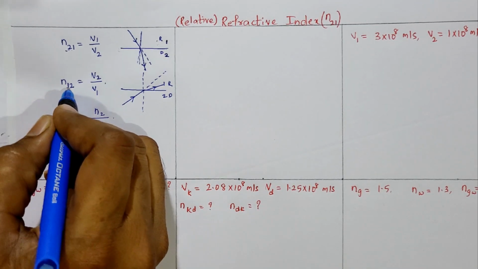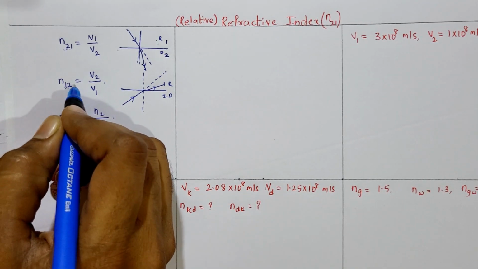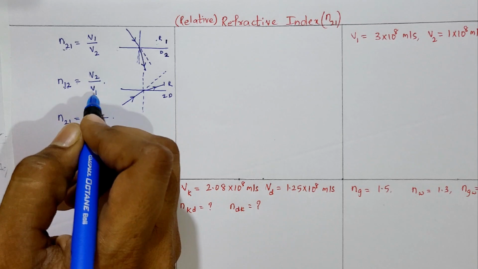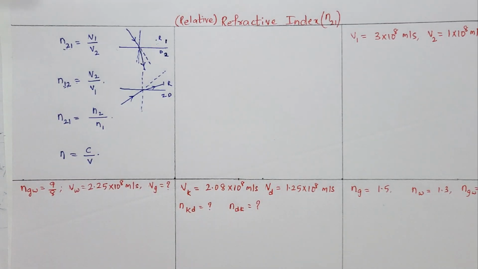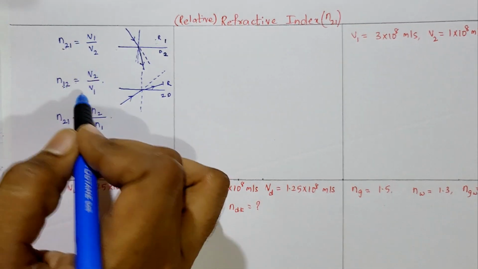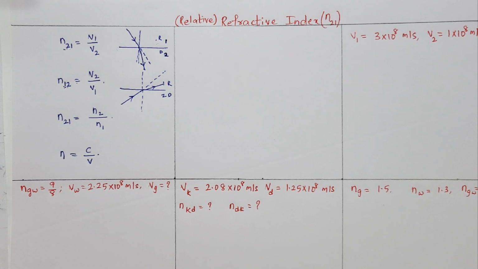The refractive index of the first medium with respect to the second medium is equal to V2 divided by V1. Okay, so this is the difference between these two formulas. Now, when to use which formula? Children get confused about when to use n is equal to c by v, or n21 is equal to n2 by n1.